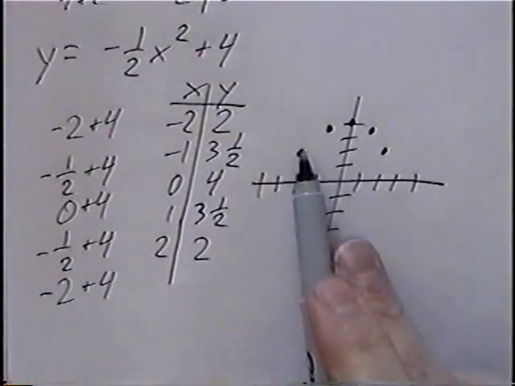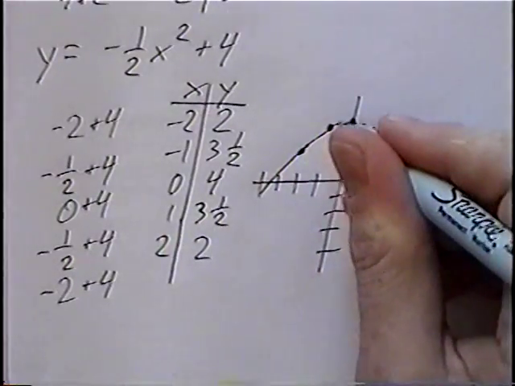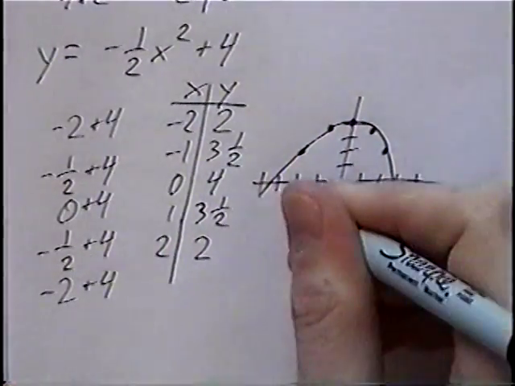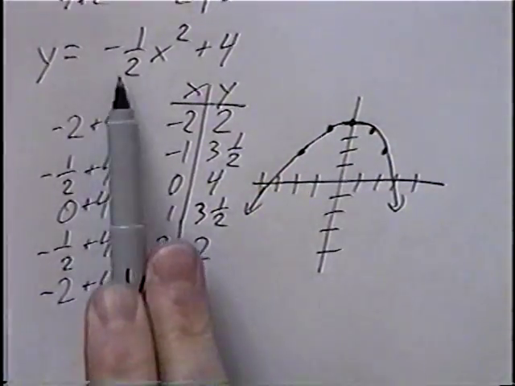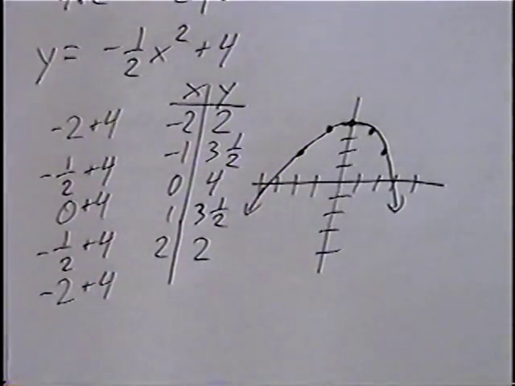Again, this graph is a parabola shape that points downwards. The reason, again, it points downwards is if you have a negative number in front of the x squared, that flips all the values upside down.